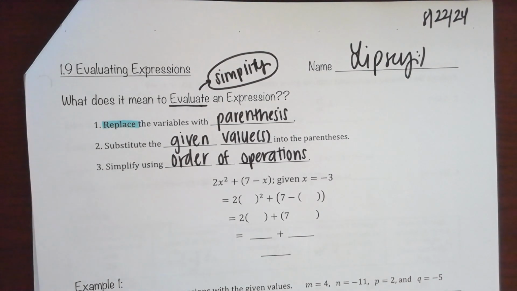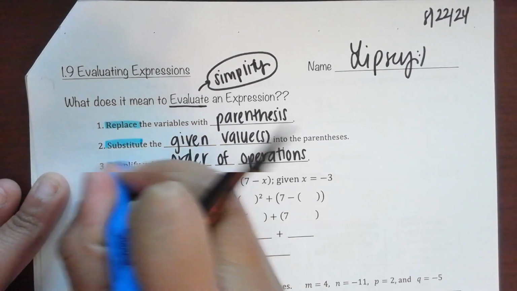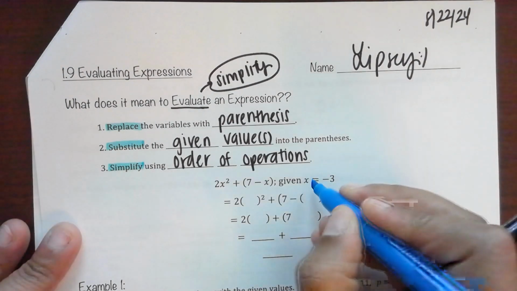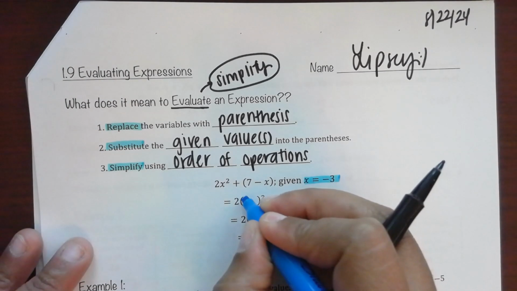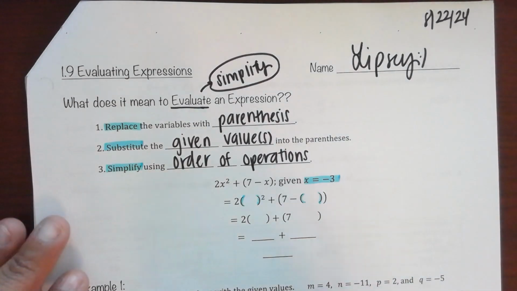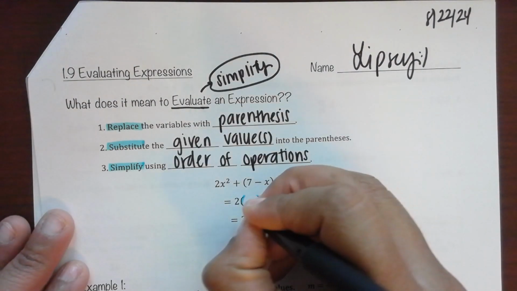So, any questions on the steps? It's replace, substitute, simplify. Those are the biggest takeaways here. Replace with parentheses, substitute the value or values into the parentheses, simplify using the order of operations. So they told me I have 2x squared plus 7 minus x given x is equal to -3. So as you can see, there's my parentheses in the place of the variable. What needs to go inside of those parentheses? -3.